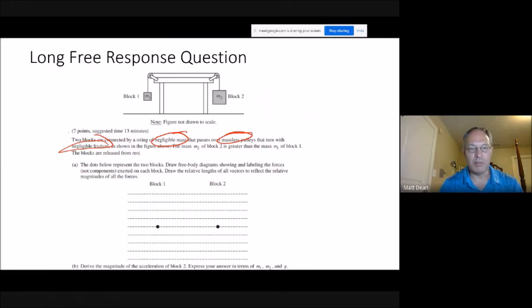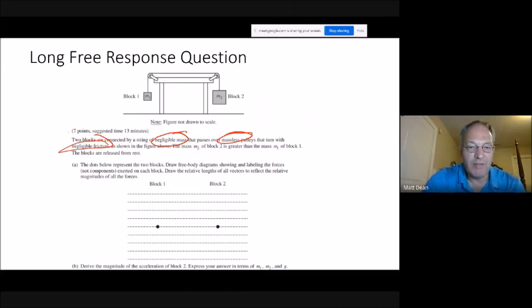So the dots represent the blocks. Draw free body diagrams showing and labeling the forces exerted on each block. Draw the relative lengths of all vectors to reflect the relative magnitudes of the forces. So let's go to block 1 first.